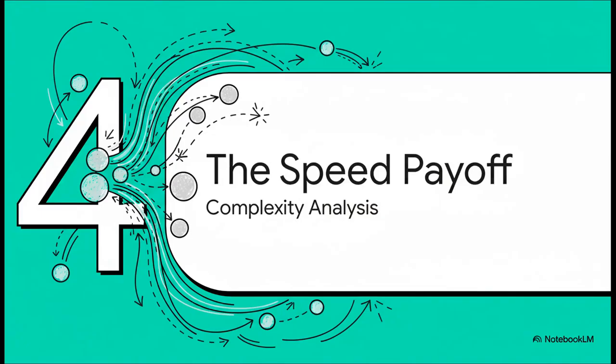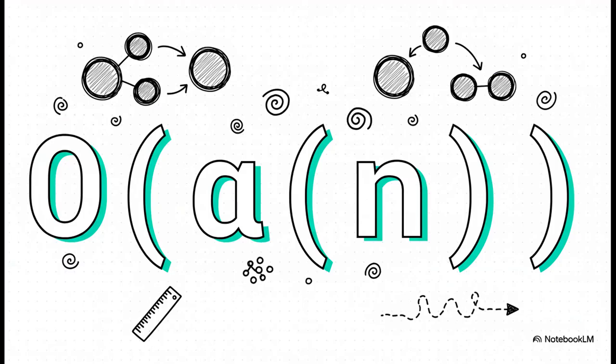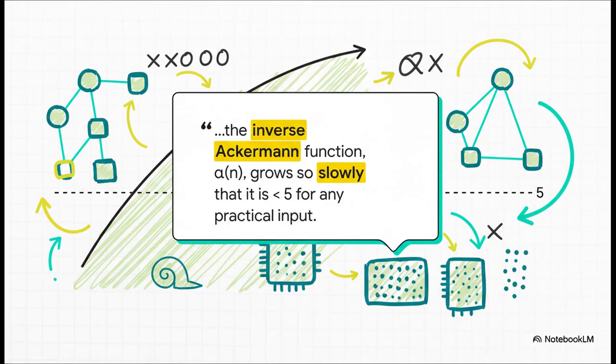All right, so we've got union by size and we've got path compression. What happens when we put them together? Well, you get a performance boost that is, honestly, almost hard to believe. The time complexity when you use both of these tricks together is called O of alpha of n. That's alpha of n. Okay, I know what you're thinking. That looks super intimidating. But here's the crazy part.